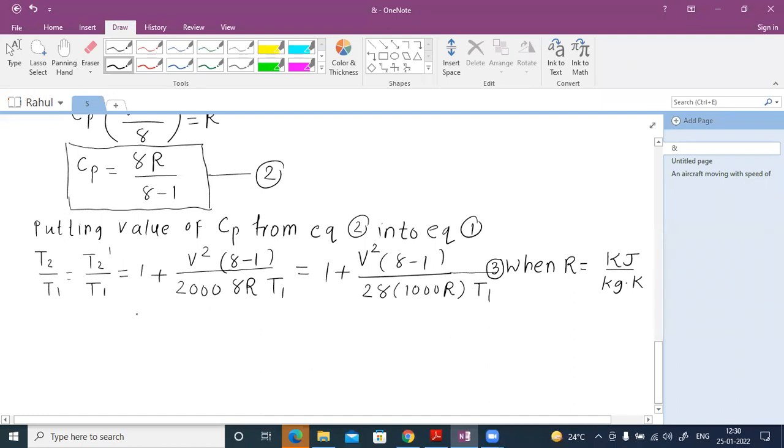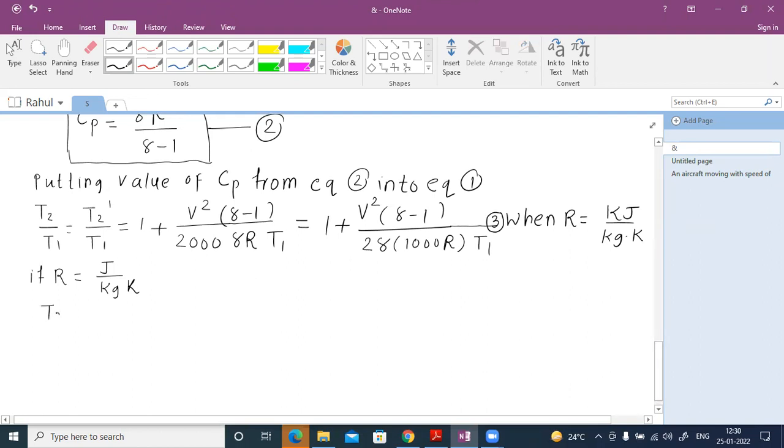But if we take R in joule per kg Kelvin, then we can rewrite the above equation as T2 by T1, which is T2 dash by T1, is given by 1 plus V square into gamma minus 1 upon 2 gamma into R into T1. You can use this equation when R is in joule per kg Kelvin. But when R is in kilojoule per kg Kelvin, you need to multiply it by 1000. Is that okay?